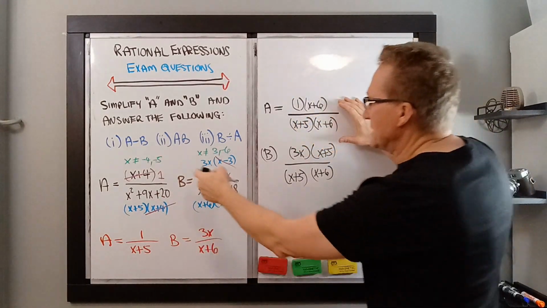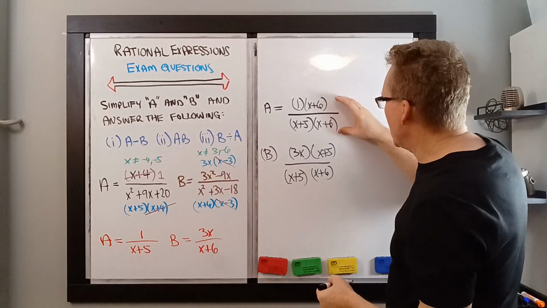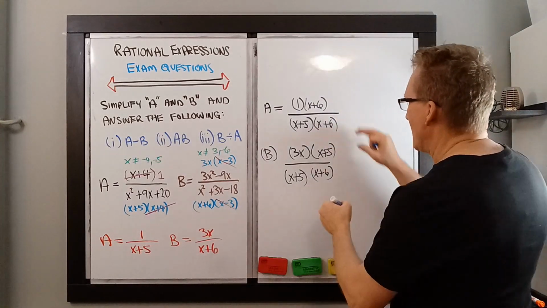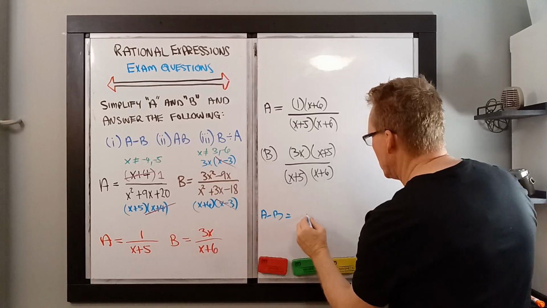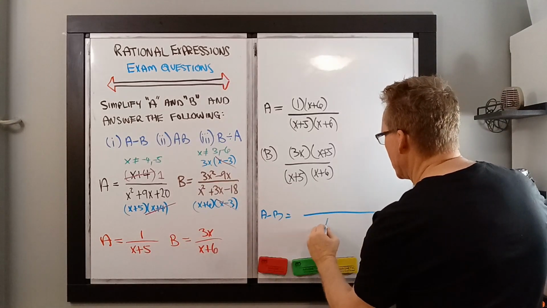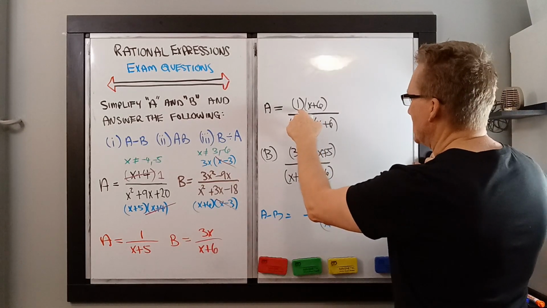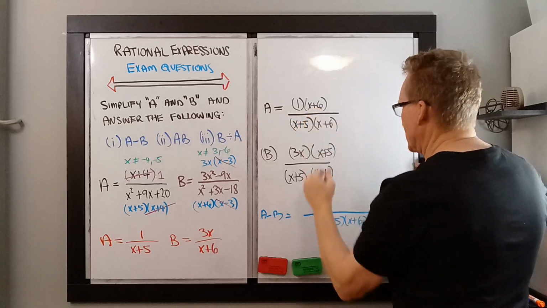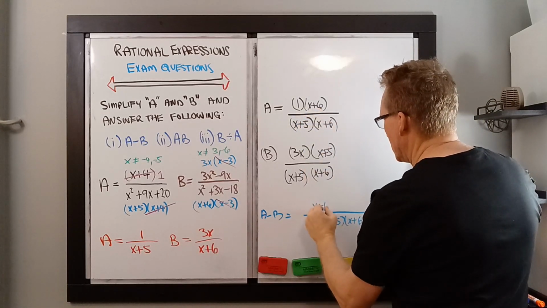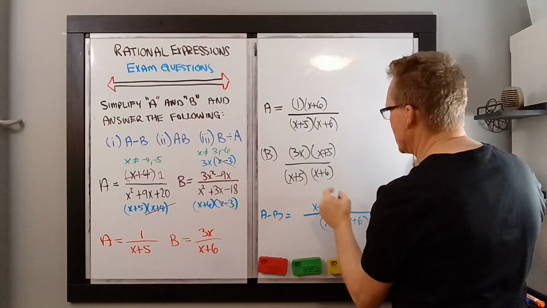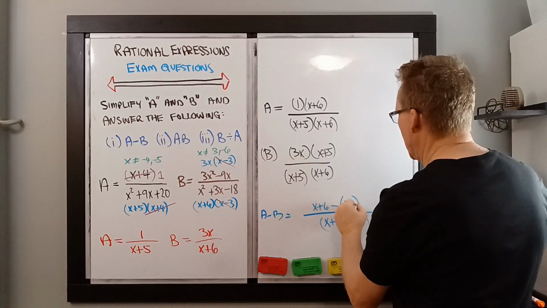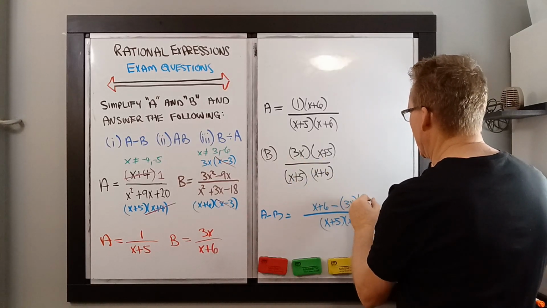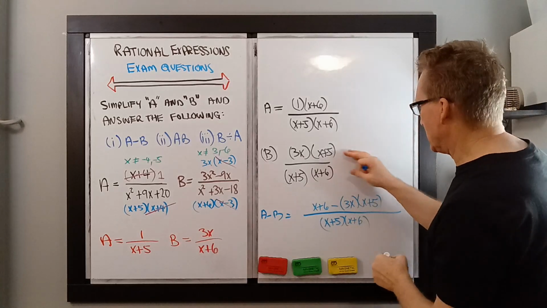Now we can take these and subtract them. I can take this one here and subtract this one. For a minus b is equal to, I'll draw a long line here because this is our denominator. Now it's going to be this x plus 6 here, and then we're going to subtract these two terms. Subtract 3x times x plus 5, because we're subtracting.